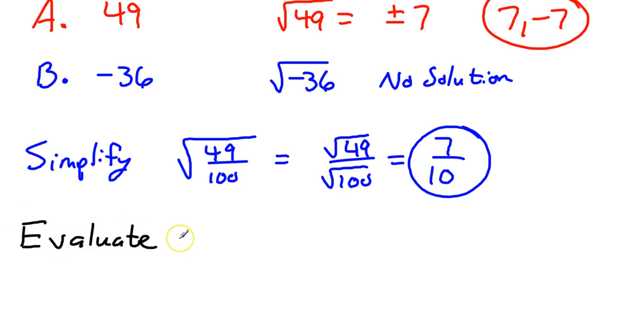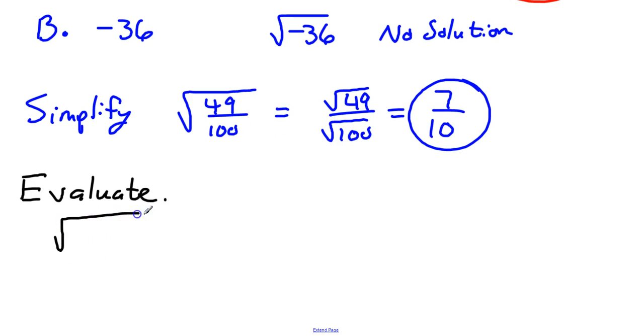Okay. Still the same thing, just a different wording on it, just to make sure we get all the different options they'll throw at you. They'll ask you to evaluate and give you something like this, where you've got square root of negative 8 squared.